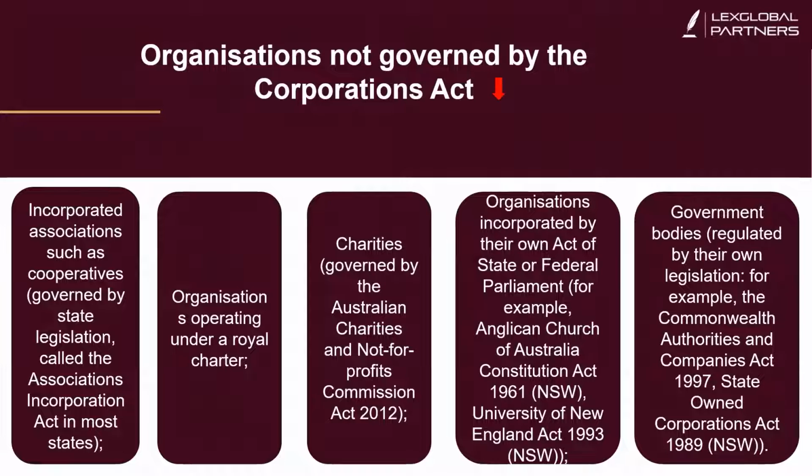Organizations that are not governed by the Corporations Act, as I was mentioning, are charities, and incorporated associations, such as cooperatives, governed by state legislation called the Associations Incorporation Act. Most states have their own legislation. Organizations operating under a royal charter are also outside it, and charities are governed by the ACNC. Then there are organizations incorporated by their own act. These can be state or territory acts.